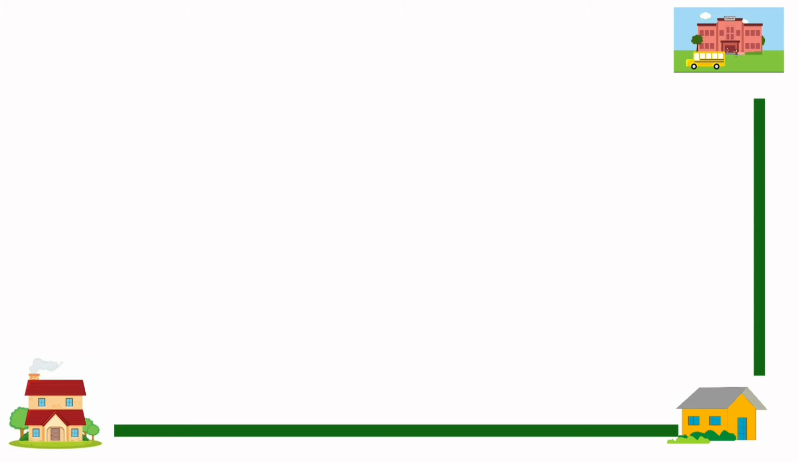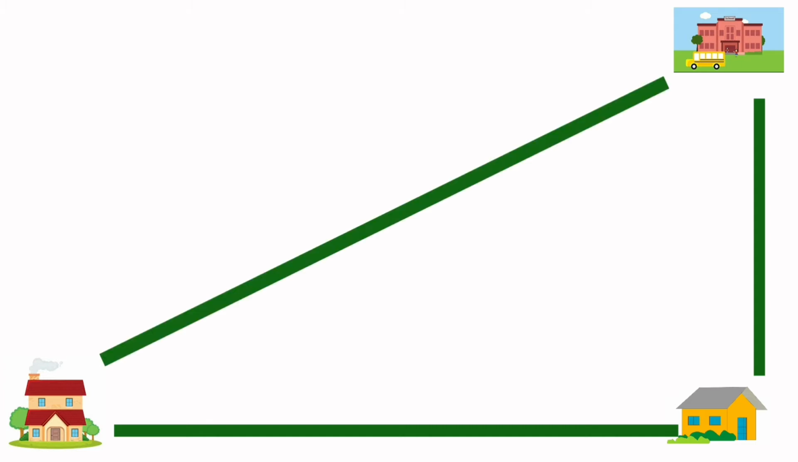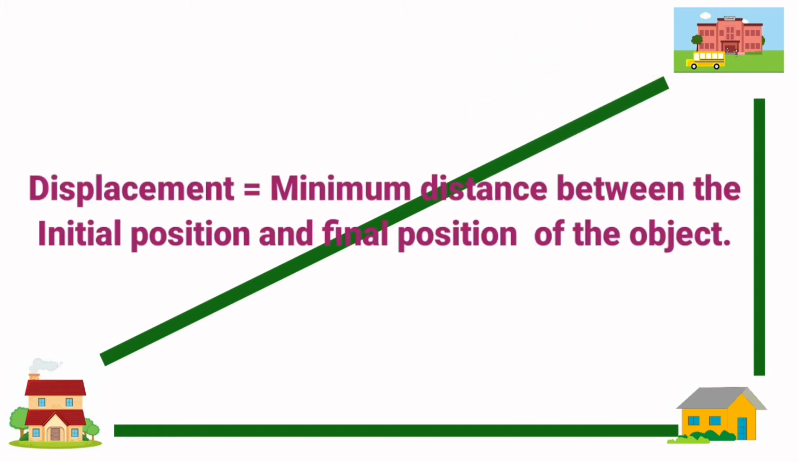One day your friend is not coming to school and he tells you, then you directly go to the school from your home. Then the path covered by you is known as the displacement. Displacement is the minimum distance from the initial position of the object to the final position of the object.